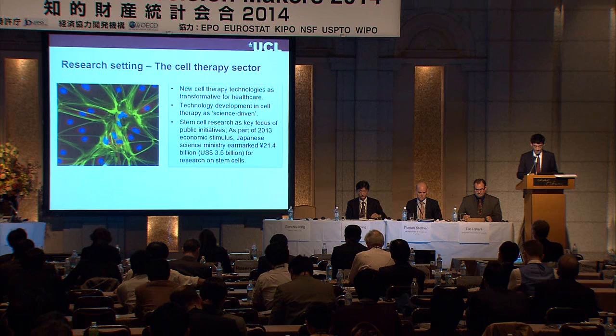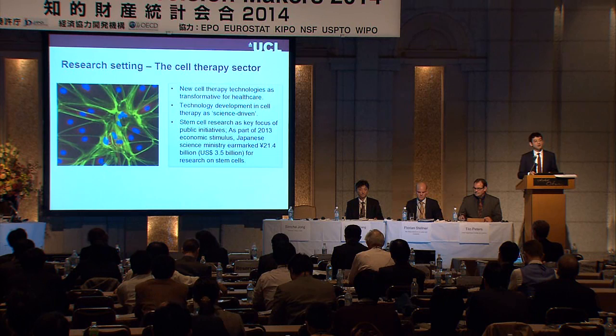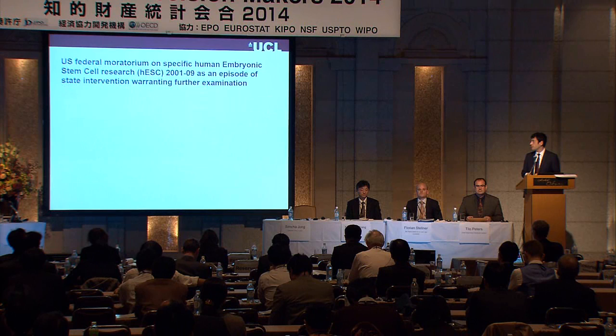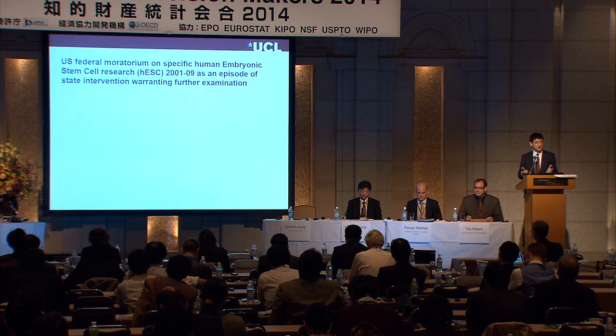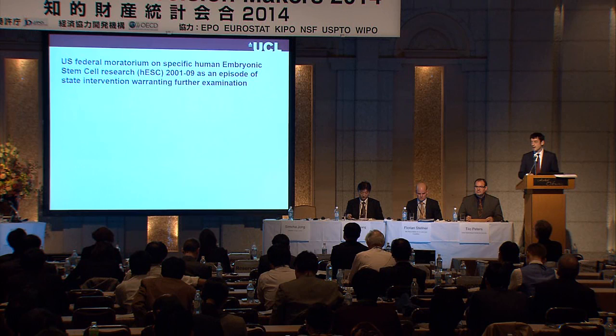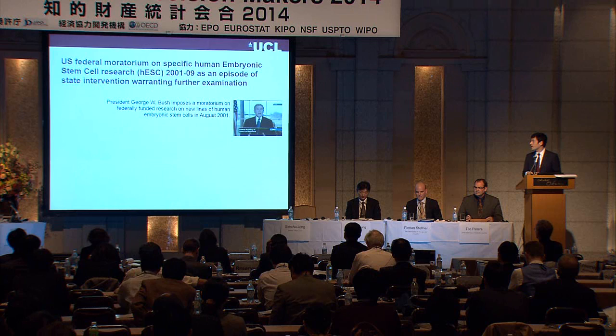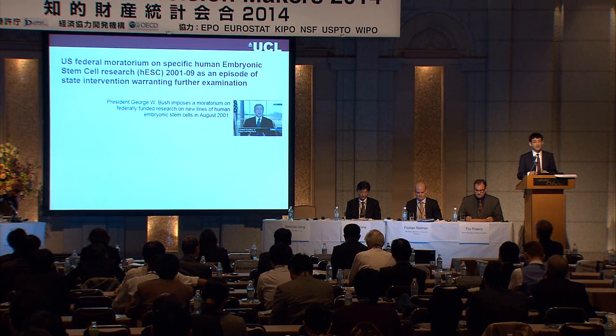In terms of examining the effect of science funding on IP commercialization, we focus on one very specific episode. We focus on a change in the funding environment in the US during the period 2001-2009, which we see as a sort of exogenous shock that affected the funding environment for this kind of research in the US. So in 2001, in a national televised address, US President George Bush announced that he would impose a funding moratorium on specific types of human embryonic stem cell research.